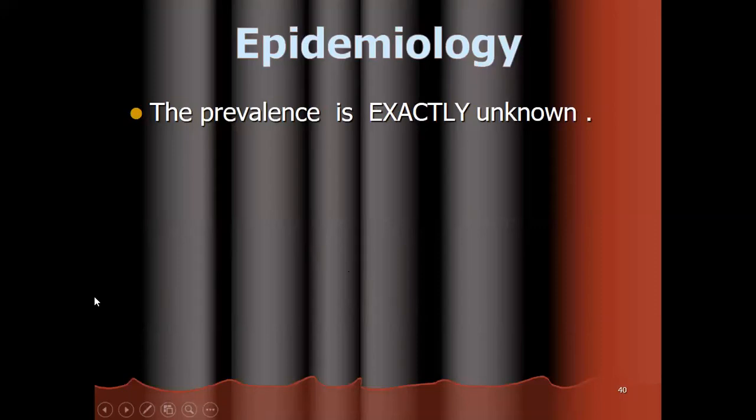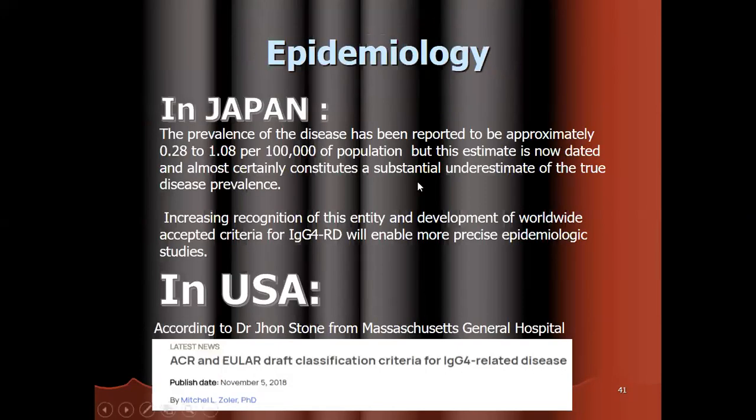Now to the epidemiology. As a newly recognized disease, the prevalence is exactly unknown. Every day there are new reports. As you see, the disease has been typified or crystallized in the last decade, 2011. In Japan, the prevalence has been reported to be approximately 0.28 to 1.08 per 100,000 of population. But this estimate is now outdated and almost certainly a substantial underestimate. With more awareness of the disease, more cases are recognized.